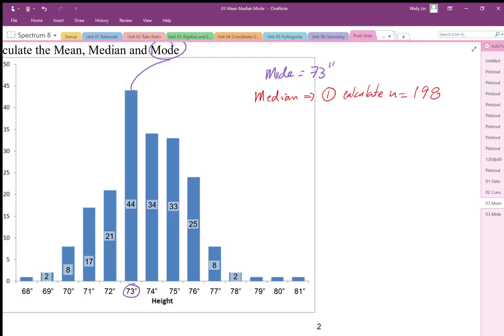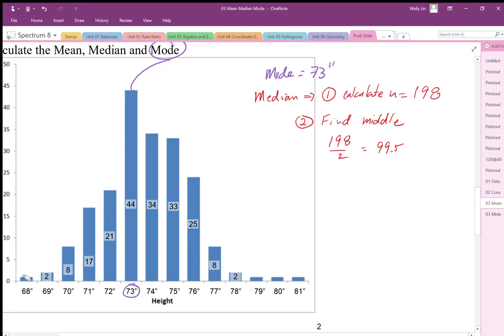So then I need to find out the middle. I'm going to write that down. Remember, to find the middle, there's a little trick. I'm going to divide by 2 and add 0.5. So it's halfway between the 99th and 100th score. So then I need to figure out where that is going to be.